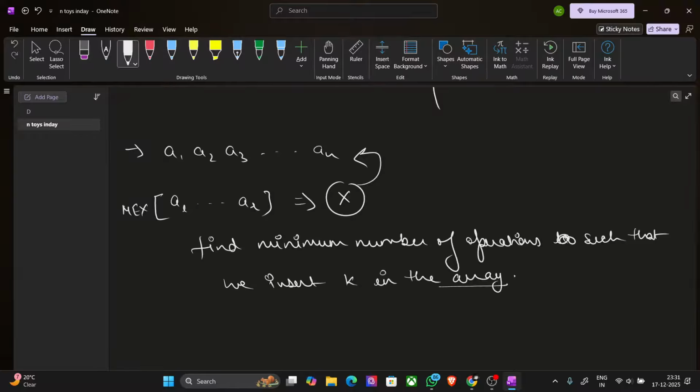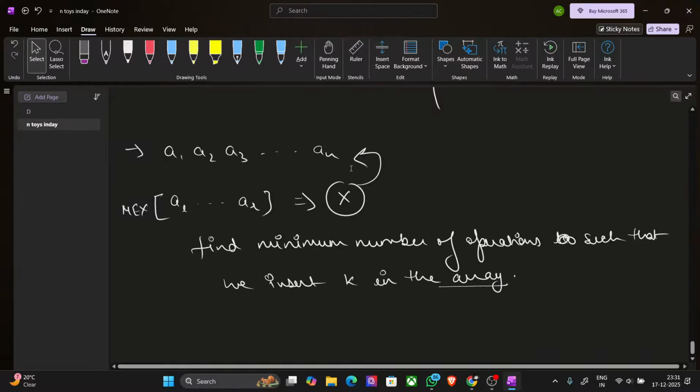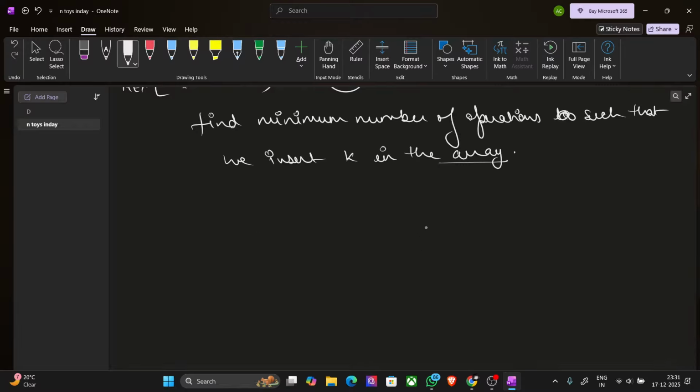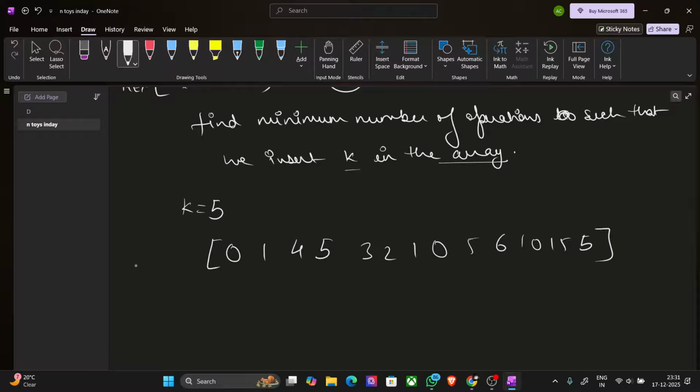And there is a possibility, is there not? There is a tree counting problem at the end. Okay, so you can observe one thing, that k can be present in an array. Let's take an example for k equals 5, and the array looks like 0 1 4 5 3 2 1 0 5 6 10 15 5, right? So this is my array.